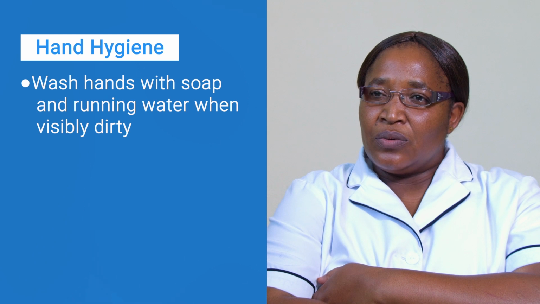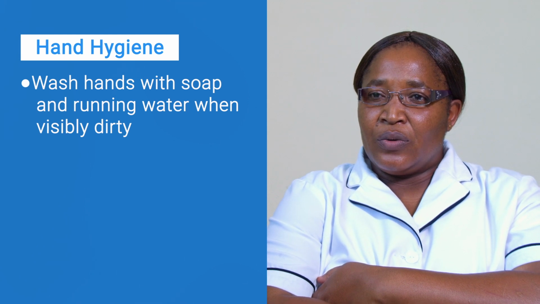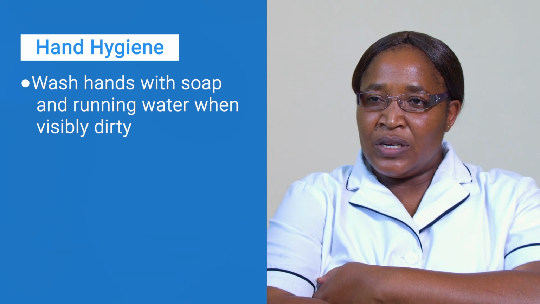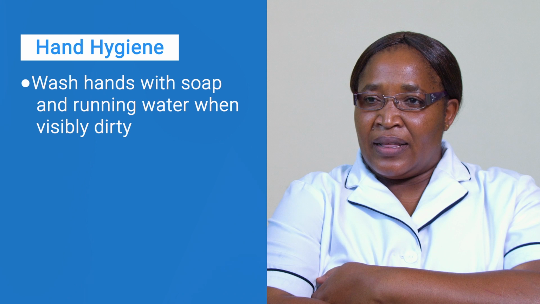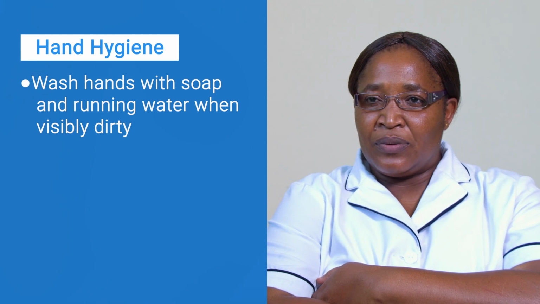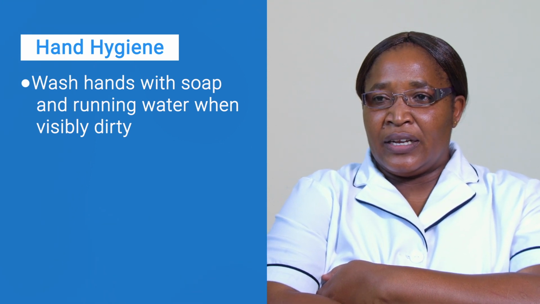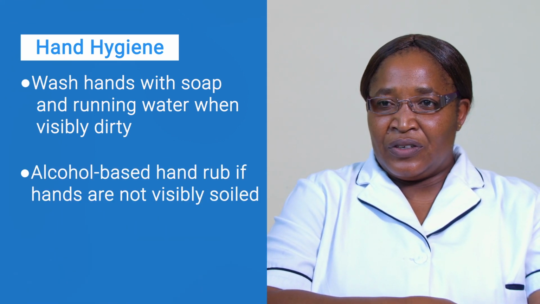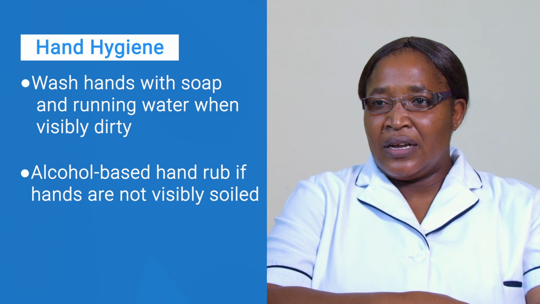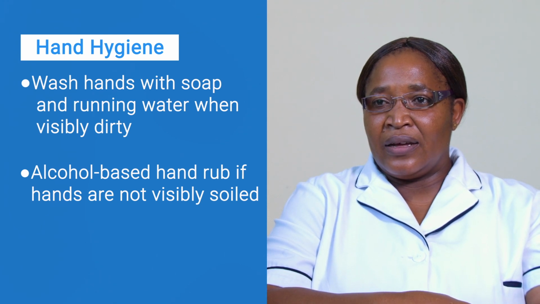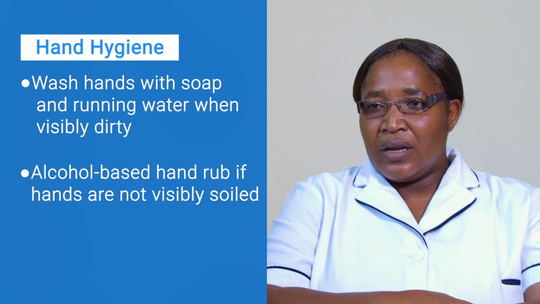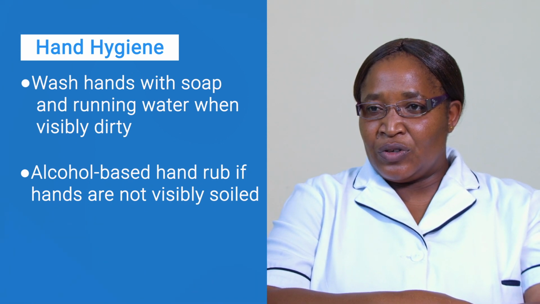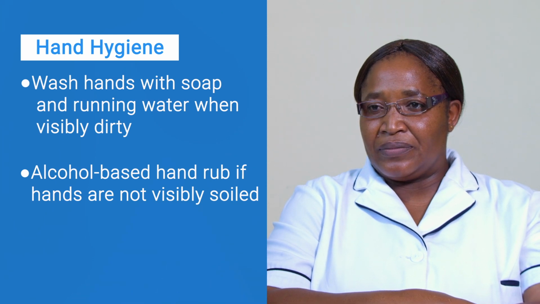Hand wash with soap and running water when visibly dirty, visibly soiled with blood, body fluids, or other dirt, e.g. glove powder, and after using the toilet. Use an alcohol-based hand rub if hands are not visibly soiled, for routine hand antisepsis in all other clinical situations. If alcohol-based hand rub is not obtainable, wash hands with soap and running water.